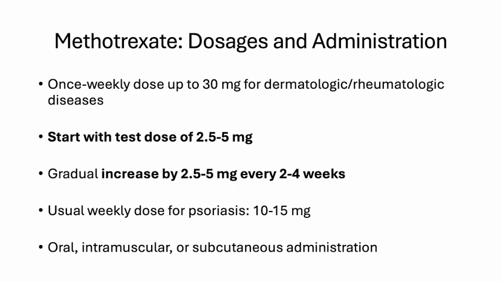In dermatology, treatment usually begins with a test dose of 2.5 to 5 milligrams, followed by blood tests to check for any adverse reactions. The dose is then gradually increased by 2.5 to 5 milligrams every 2 to 4 weeks until the desired effect is achieved with minimal toxicity. For psoriasis, the usual weekly dose ranges from 10 to 15 milligrams. Methotrexate can be administered orally, intramuscularly, or subcutaneously, with parenteral administration sometimes preferred for patients who can't tolerate oral methotrexate or when there are concerns about absorption or adherence.